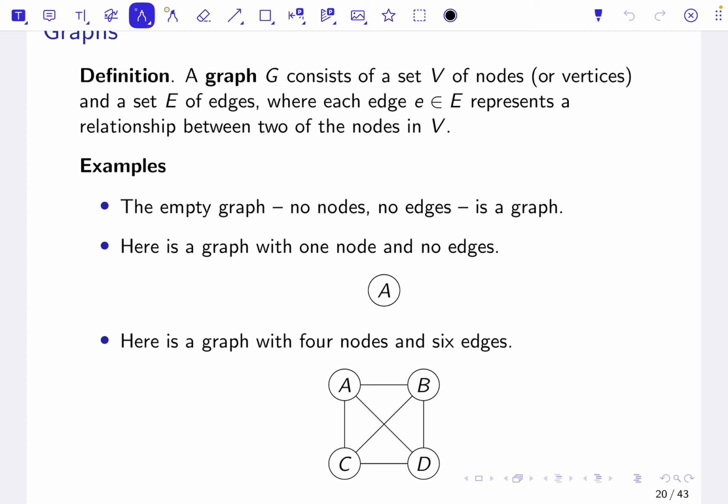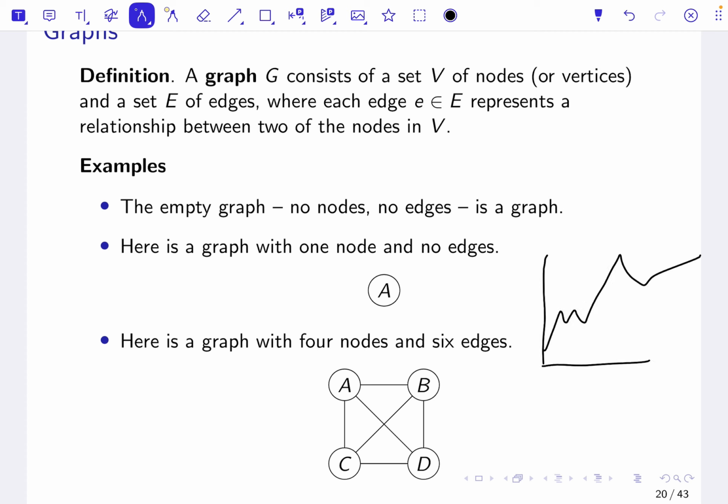But if you haven't, if you think that a graph is something that looks like this, listen up. A graph is a construct consisting of two sets. One set, V, contains nodes, or we call them vertices too, and another set, E, of edges, where each edge represents a relationship between two of the nodes in V.